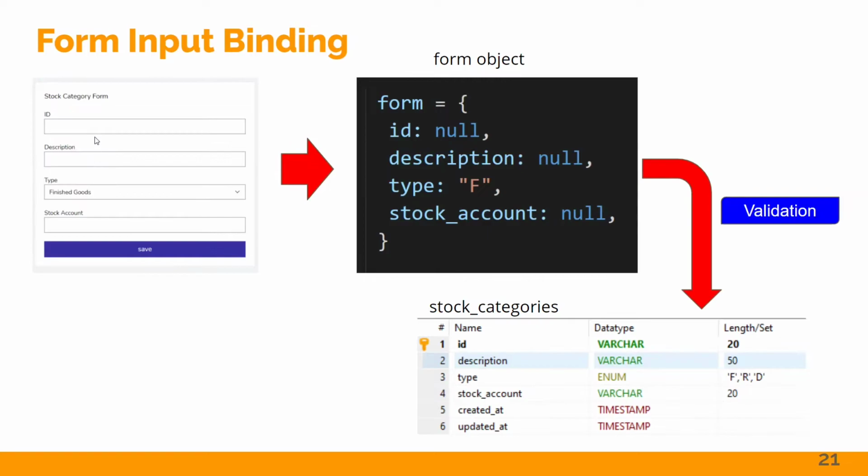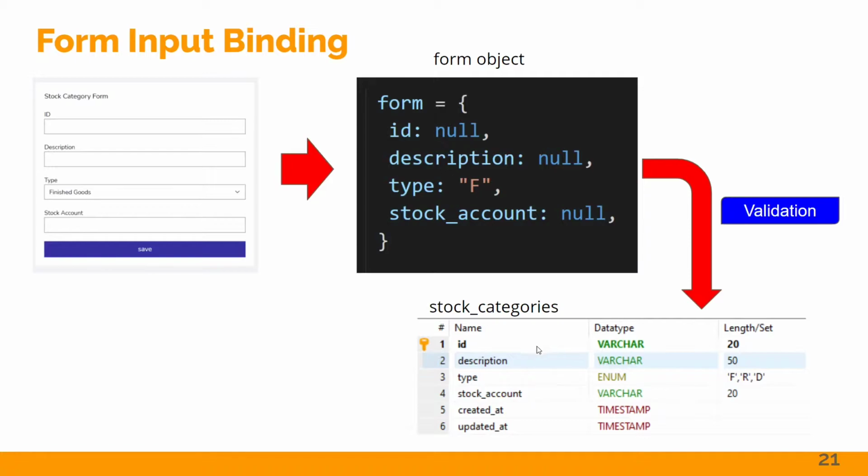All right? The entries in the stock category form, as I mentioned, should be bound to an object similar to this one. So this form object will be the one that will be passed on to the controller, and eventually it will be saved onto the stock categories table. But do take note that in the stock categories table, we already have some rules that were defined, such as the description should be a varchar, the type should be an enum, which has a value of either F, R, or D. Other than that, it will issue an error.